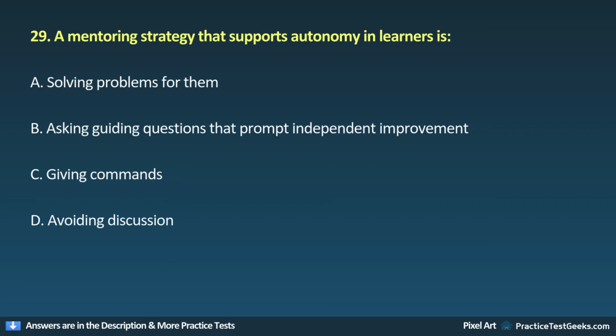29. A mentoring strategy that supports autonomy in learners is A. Solving problems for them. B. Asking guiding questions that prompt independent improvement. C. Giving commands. D. Avoiding discussion.